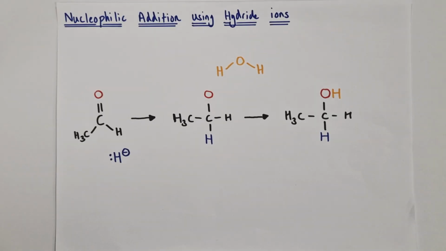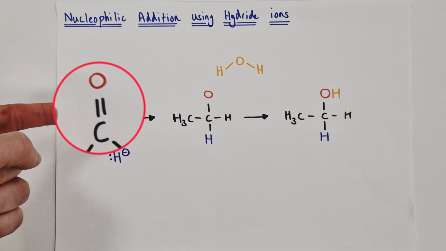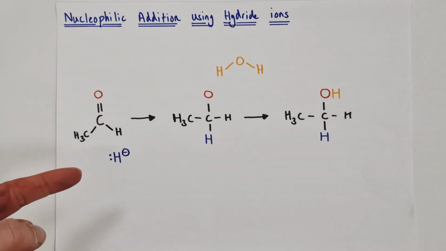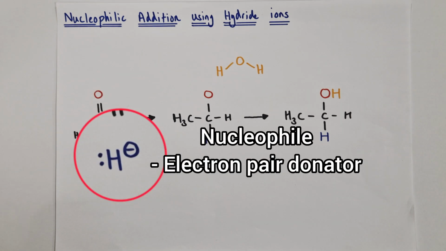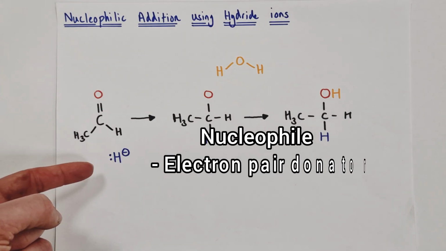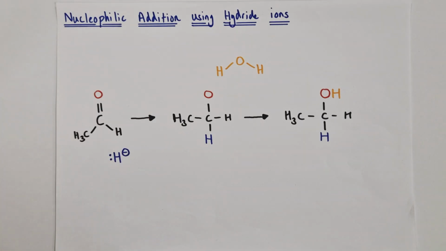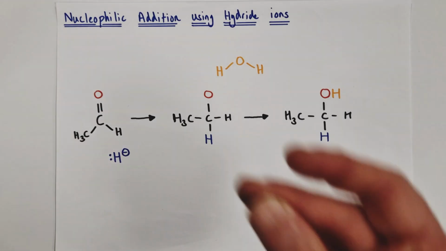Now let's turn our attention to the mechanism itself. The first thing we expect students to do is to add partial charges to the carbonyl group and also to show that this hydride ion is acting like a nucleophile by donating a pair of electrons from itself to the delta positive carbon here. And that would look like this.